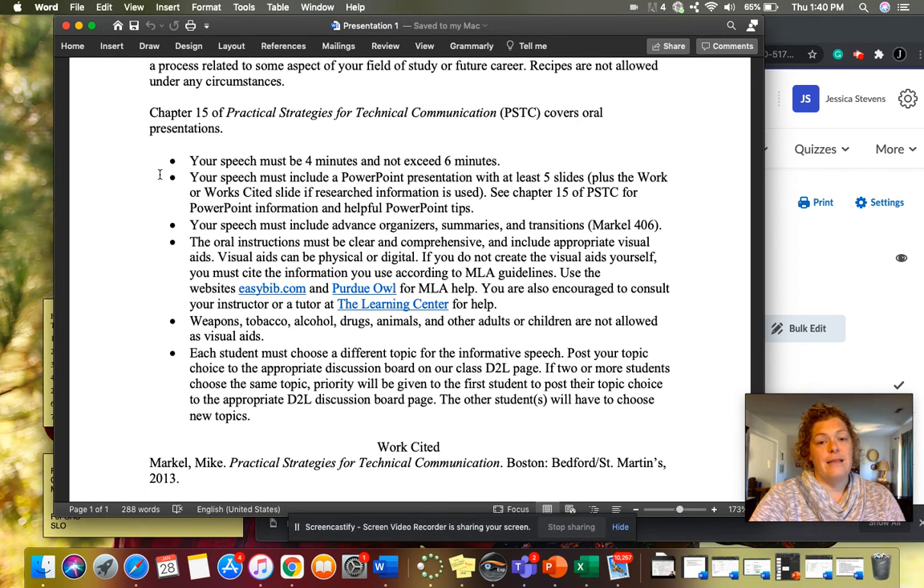Very important, again, this is an academic presentation, so weapons, tobacco, alcohol, drugs, other people are not allowed as visual aids, okay? And also, weapons, drugs, violent issues are not topics that are appropriate in a professional or an academic setting. So, again, your visual aid needs to be either something work-related, inanimate, something not living, preferably, or a PowerPoint. So either a physical aid that you can show us or a digital.